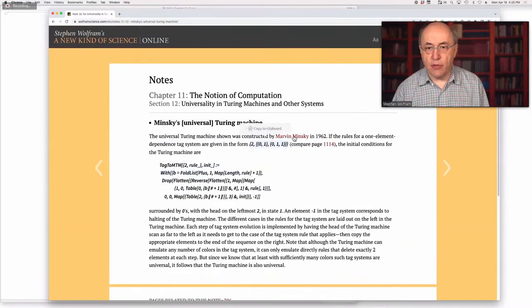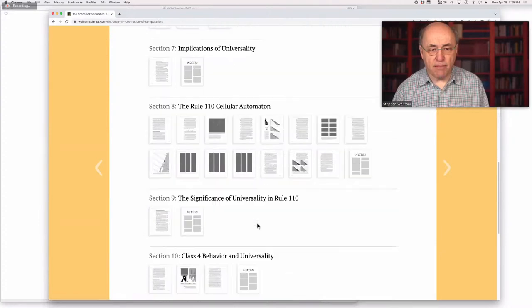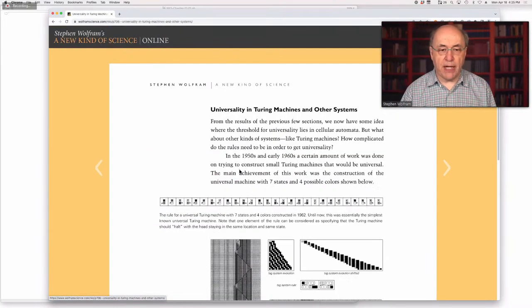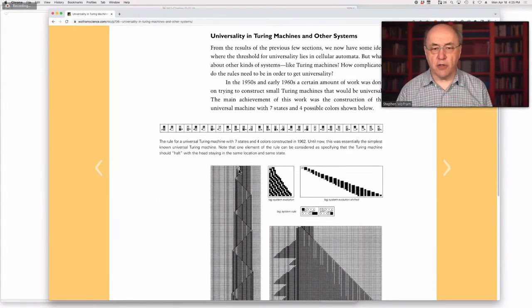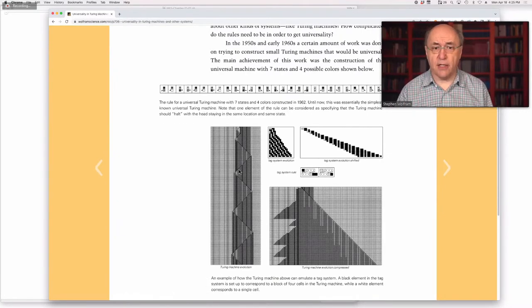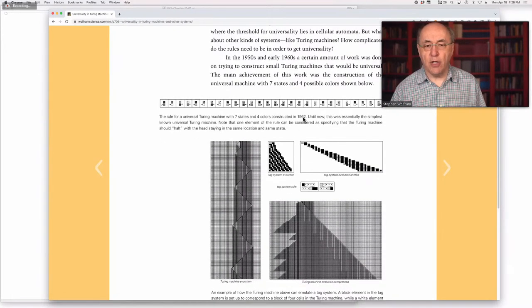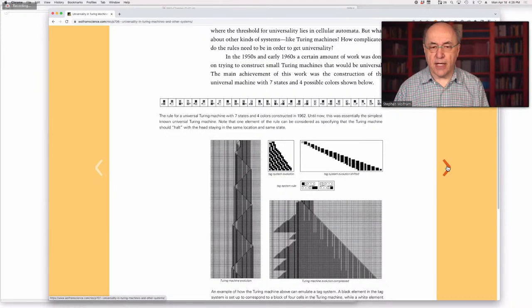Okay, so now we come to another section. This is almost the last section of chapter 11, actually it is the last section: universality in Turing machines and other systems. So this is again picking away at the threshold of universality. Turing machines: what's the simplest universal Turing machine? Alan Turing's original universal Turing machine was really pretty complicated. My friend Marvin Minsky, with great effort, managed to find the simplest universal Turing machine, and he got it down to 7 states and 4 colors. That record from 1962 had survived all through the time up until the NKS book.